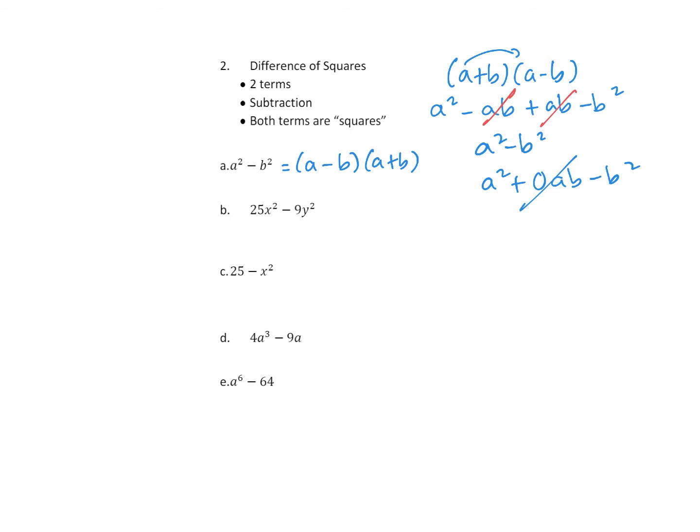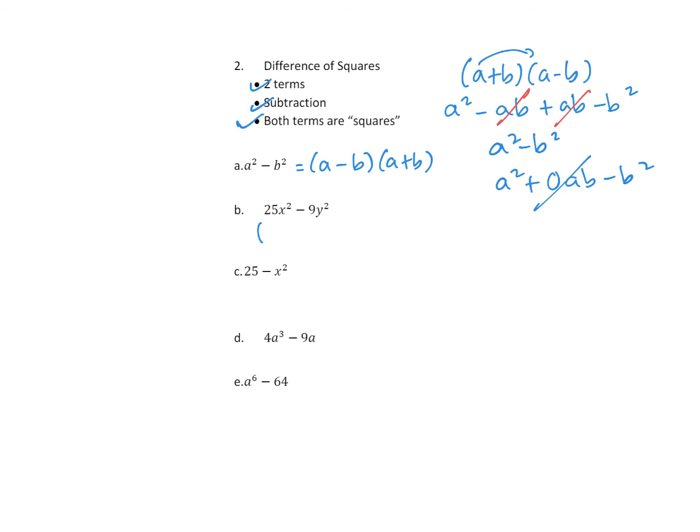In the next question, we take the square root. So my checklist is, are there two terms? Yes, there is. Is it subtraction? Yes, it is. Are both terms squares? Could I square root both terms? Yes. So it has to check off those three factors.